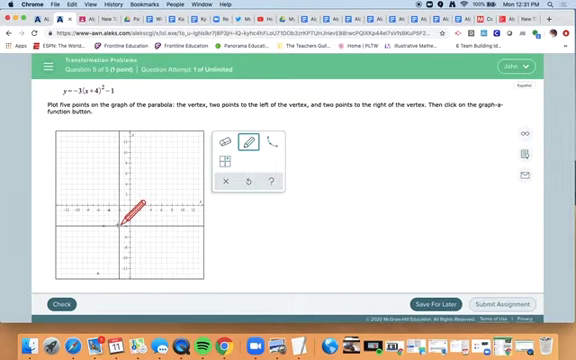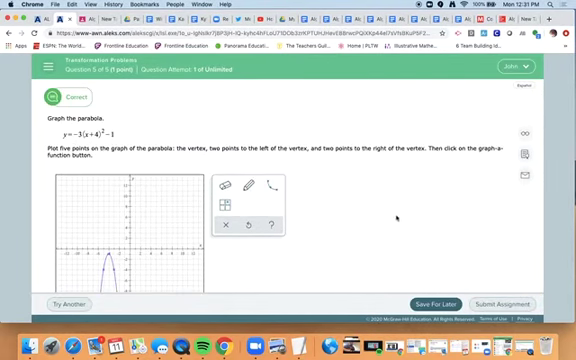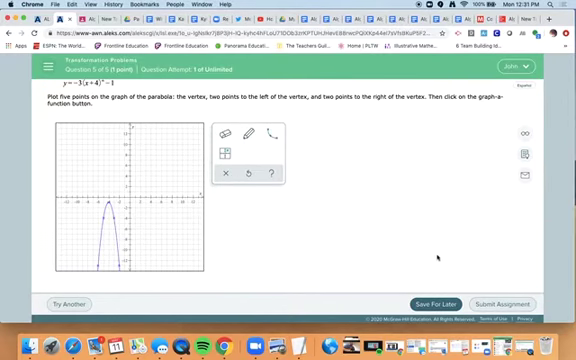All right, and then we'll just do our trick of using symmetry across the axis of symmetry. Hit our line tool and then click check, and then you have just rocked this.